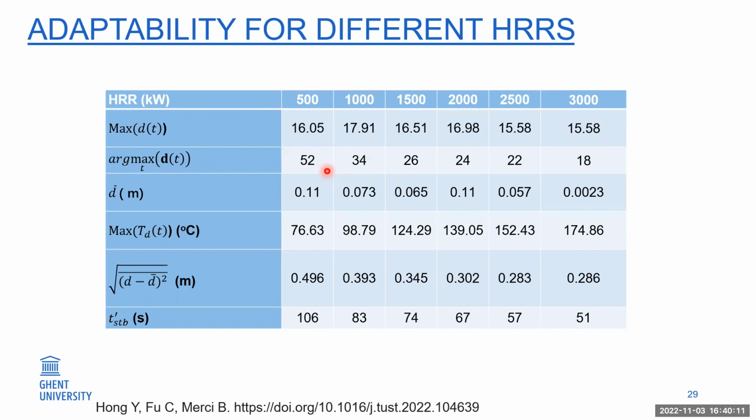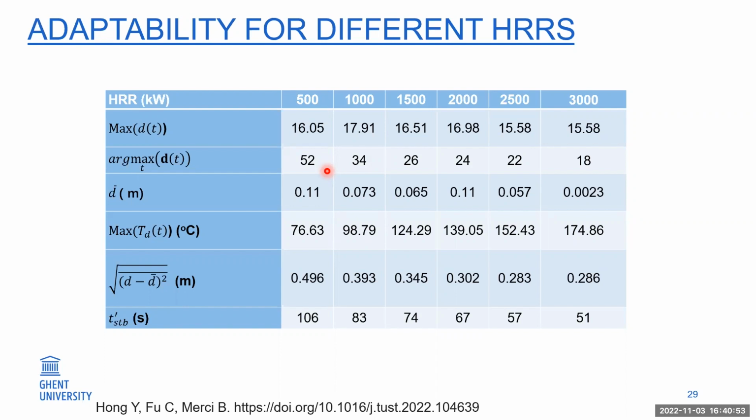And the third one is the average backlayering distance, which is very close to zero. It means during the quasi steady state, the smoke can stop around the fire source. The fourth one is the maximum detected temperature. It's showing that this value increases with the heat release rate. It's very easy to understand because the higher heat release rate will lead to the higher temperature field.